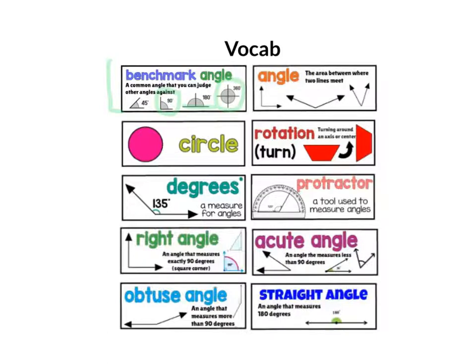Next up, let's look at angles. Angles are the area between where two lines meet. So when we're looking at these examples, we can draw an arc to show that these are angles. The arcs show us the area between our two lines.